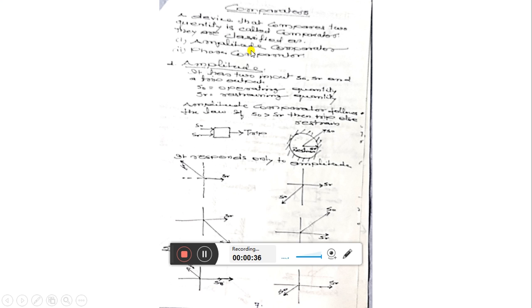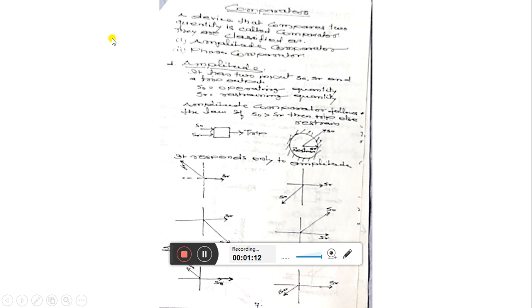So a comparator is a device that compares two quantities. We must have two quantities to compare, then only we can compare something. Otherwise how can we compare? We must have two quantities. Based on these two quantities we can compare that one is greater than the other or one is less than the other. So comparators are classified in two types: amplitude comparator and phase comparator.